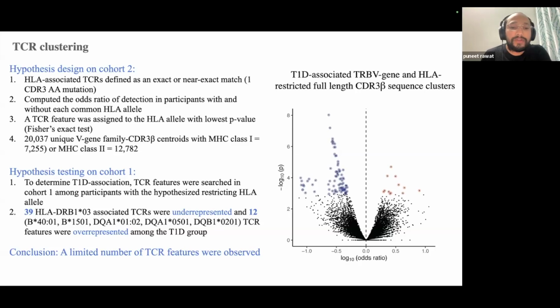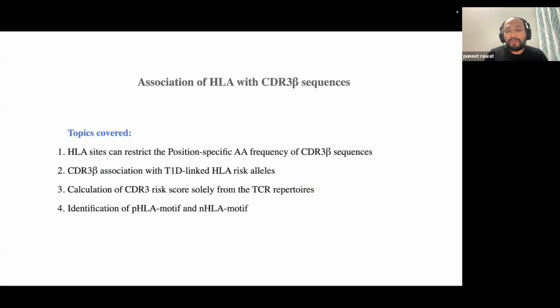We found very few sequences, and most of them were actually protective sequences that are present more in the control and not in type 1 diabetes. Only 12 TCR features were overrepresented in the T1D group, as you can see in the volcano plot. So there are very few public clone sequences that may be T1D associated. So we thought maybe there is no information at the sequence level, but at a subsequence level, so we are trying to figure out motifs that are T1D associated.